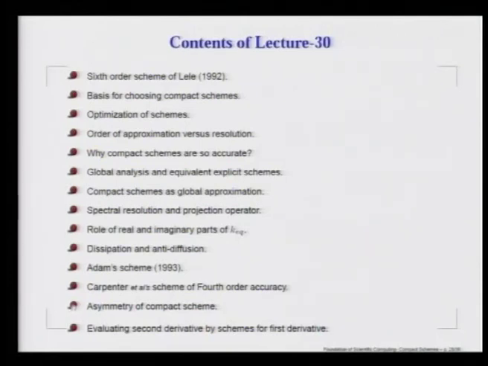So, we have to be extremely careful in how we get this boundary stencil in the compact scheme, and this has led to the upwind compact scheme, which we will be talking about. But in the meanwhile we will talk about evaluating the second derivative as a sequence of two first derivative operations, and with this we will conclude lecture 30.